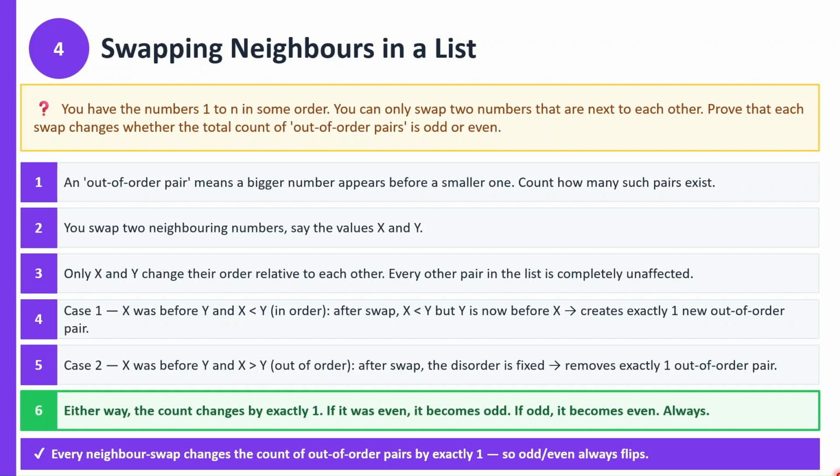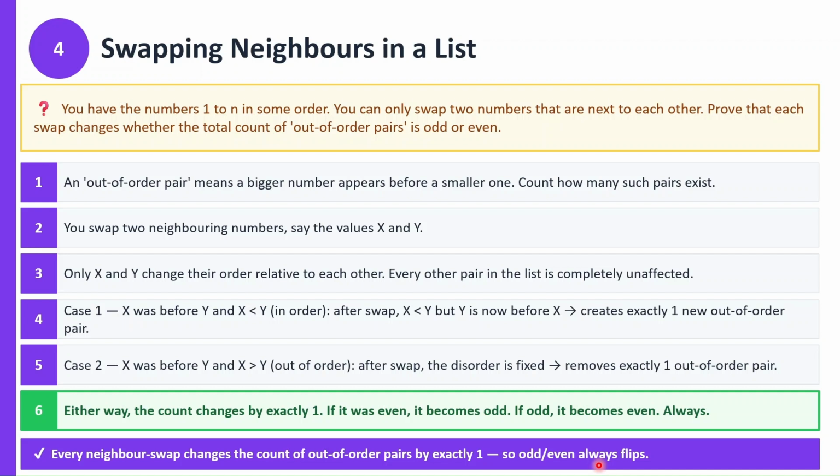So now how many out of order pairs are there? 3 out of order pairs, right? So every neighbor swap changes the count of out of order pairs exactly by 1. So odd or even always flips. If you see, the first one is 0, because we didn't start the steps yet. That's why it's increasing by 2 steps. So we shouldn't confuse that. We should start from the first step.